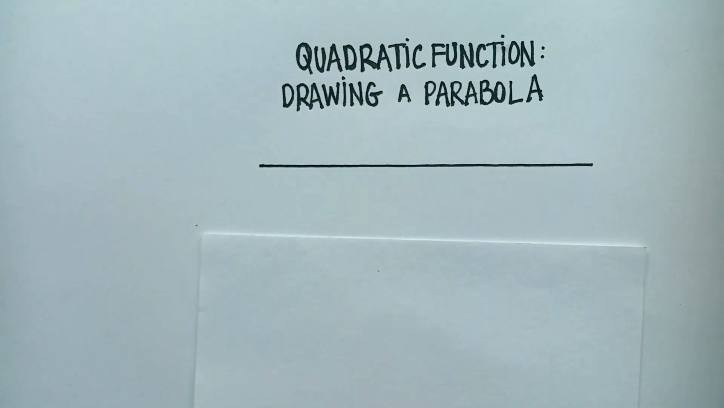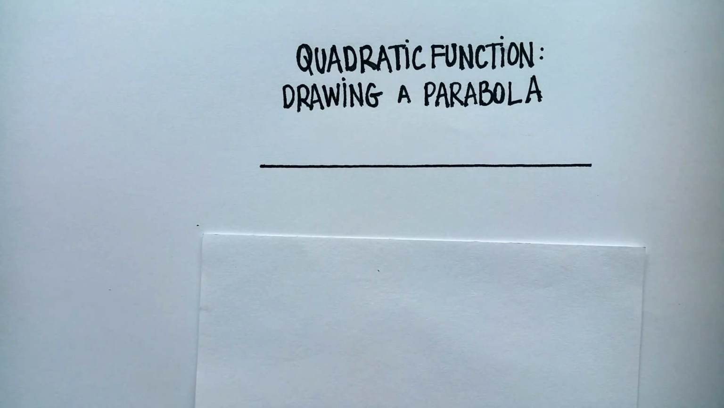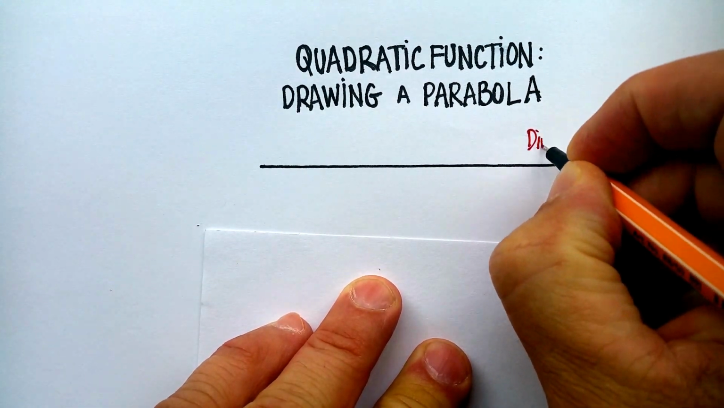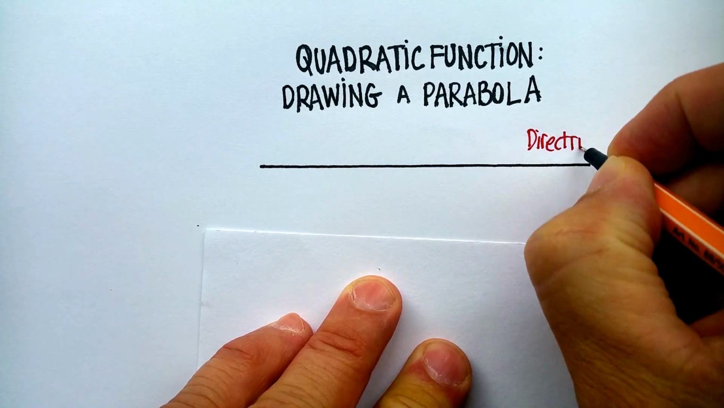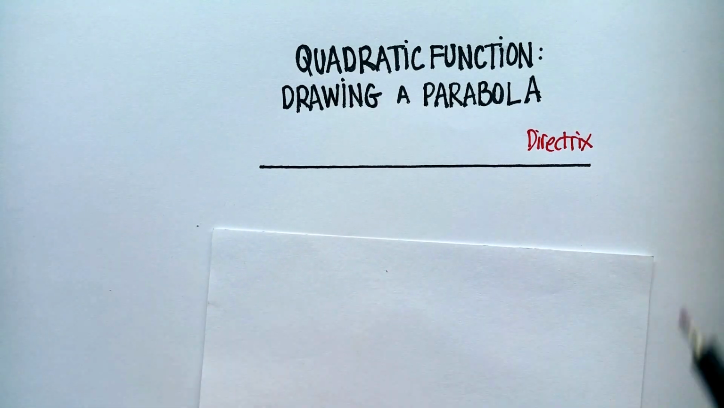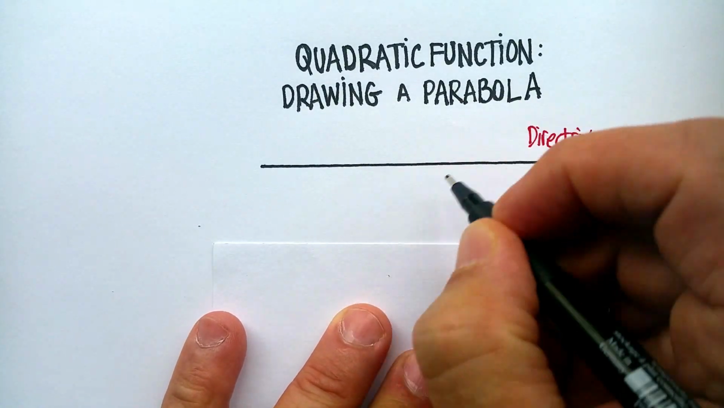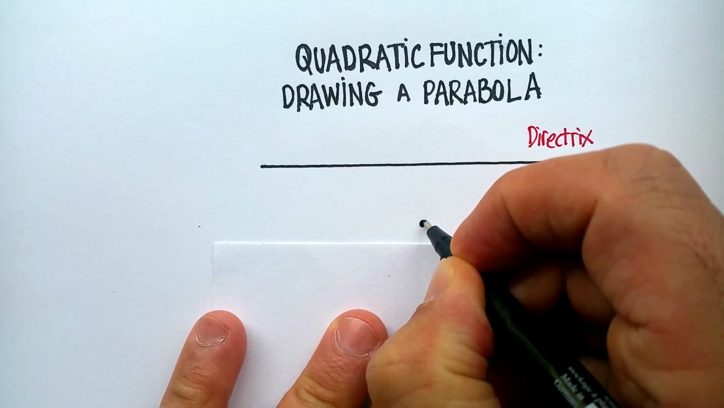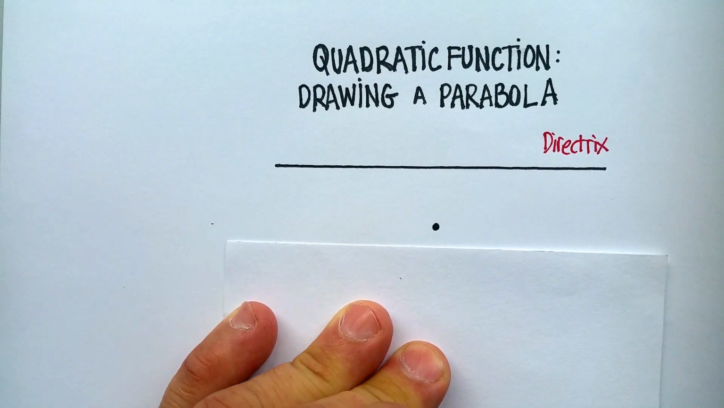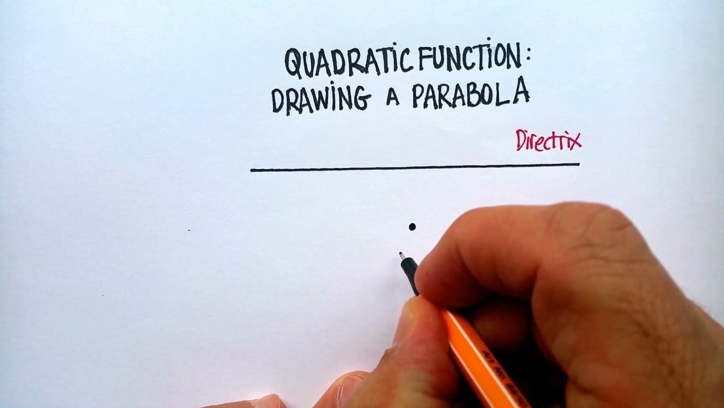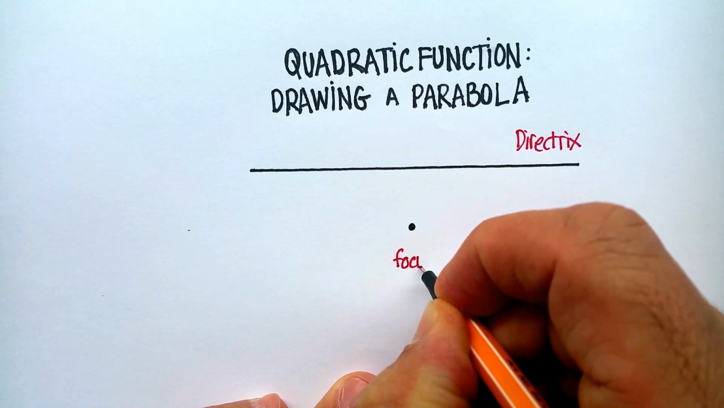And that straight line is actually called a directrix. Let me write that out for you. A directrix. D-I-R-E-C-T-R-I-X. Directrix. The second thing you need to do is to actually just draw a point. Okay, so let's just draw a point anywhere nearby. Okay, now that point is called the focus. All right, and again, let me just write that out for you. And I'm going to put it down here, focus.